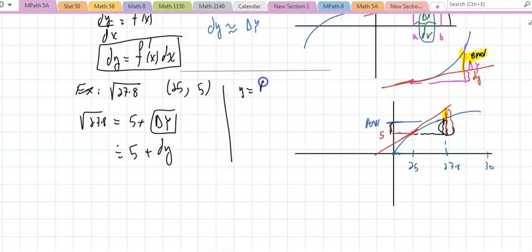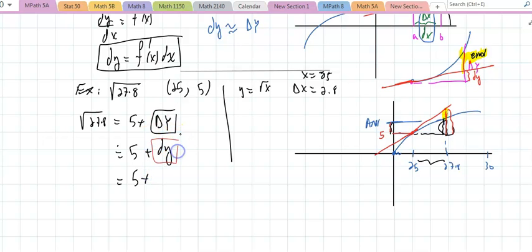Well, isn't y radical x? And delta x, aren't you moving from 25 to 27.8? So I'm starting at x equal 25 and I'm moving a distance of 2.8 on top of that. So this is going to be 5 plus.